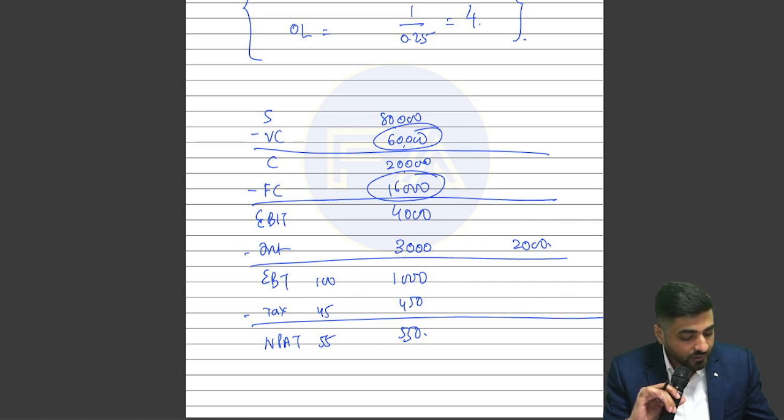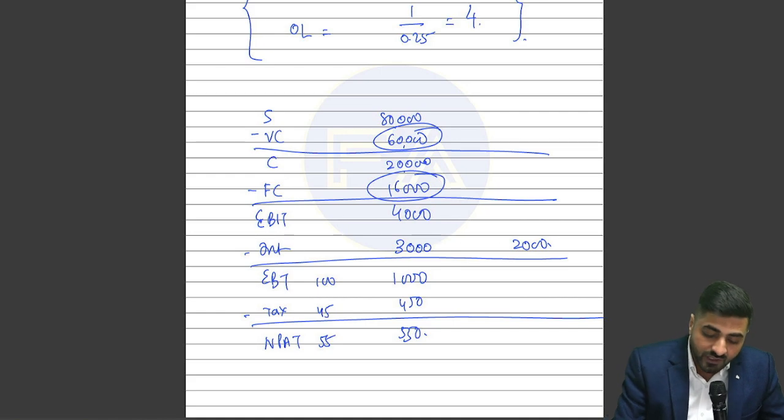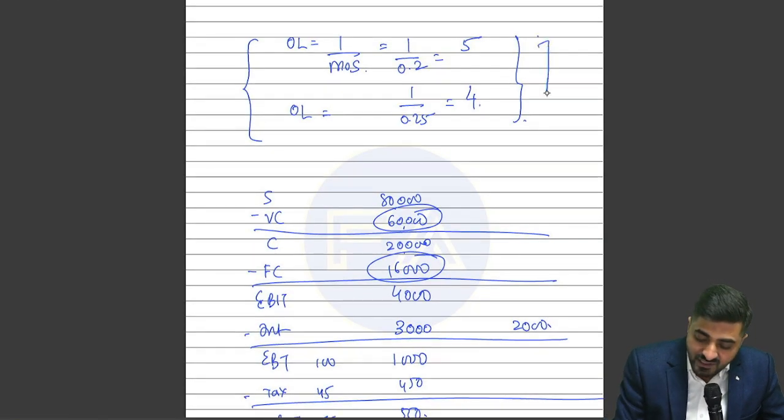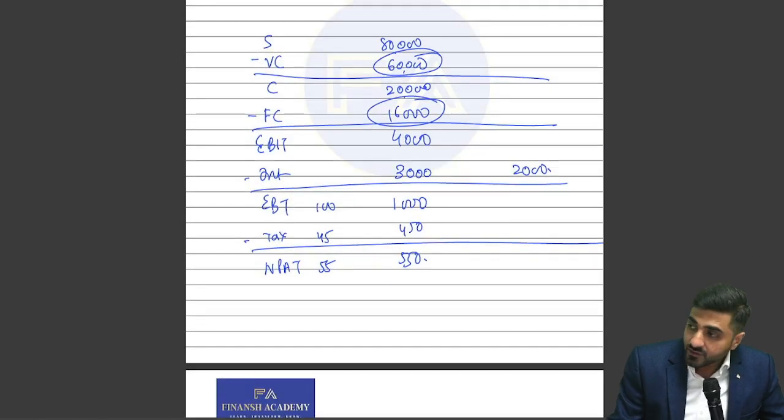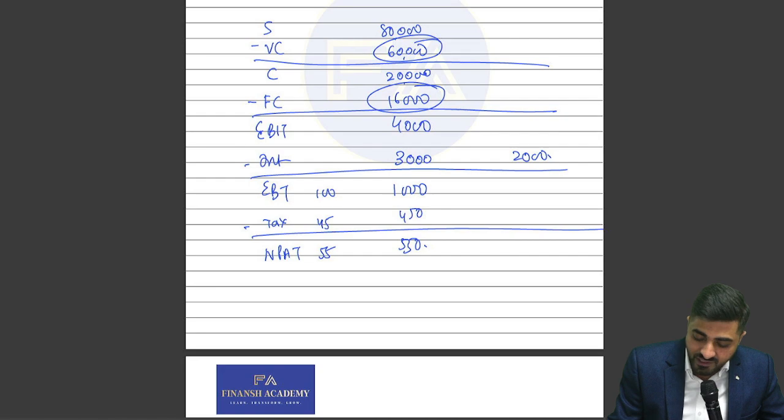Same OL. We calculated OL above, no? What was the OL we got, beta? The OL which we got was 4. First, just complete this much. I hope you all have completed this part. Have you completed OL?